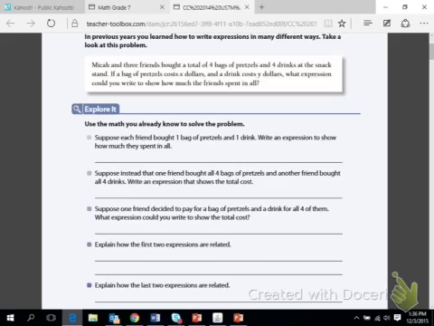If we suppose that each friend bought 1 bag of pretzels and 1 drink, we need to write an expression to show how much they spent in all. Well, each friend bought a bag of pretzels and a drink, and 4 friends did this, so we can create the expression x plus y plus x plus y plus x plus y plus x plus y.